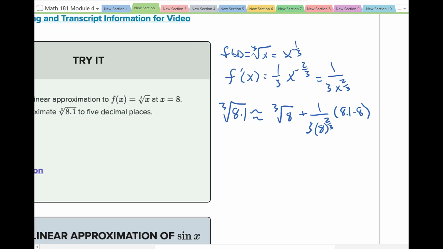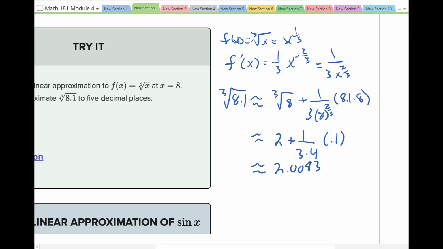Okay. So what we have is 2 plus 1/3 times, and the cube root of 8 is 2, 2 squared is 4, 3 times 4 times 0.1. So it's going to be 2.0083. Okay. And that's it. A little complicated, but once you get the hang of it, it's not so bad. Let's try another one.